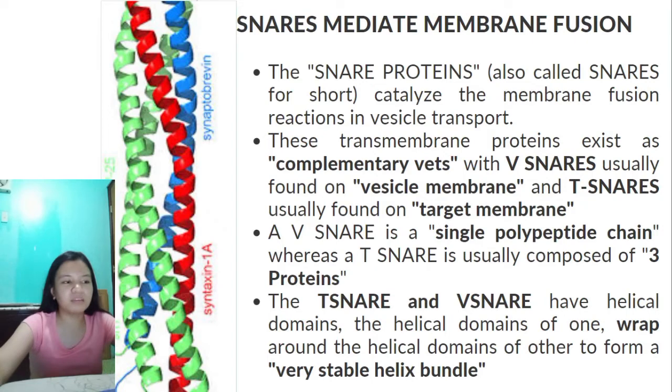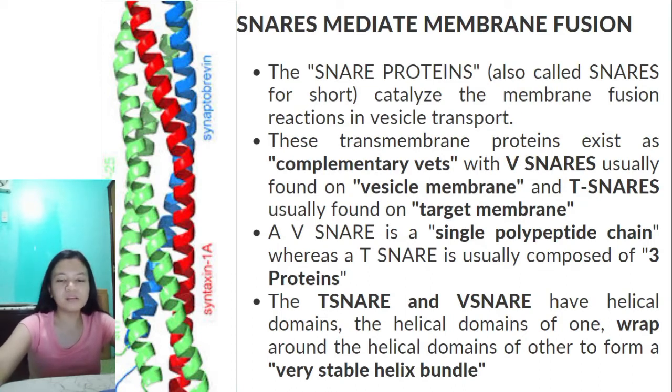So, nangyayari yung membrane fusion kapag yung transport vesicle ay na-tethered sa target membrane niya, then nag-unload na siya ng kanyang cargo. So these transmembrane proteins exist as complementary sets. Ang v-SNAREs ay makikita sa vesicle membrane, and then ang t-SNAREs ay makikita naman sa target membrane. Ang v-SNARE ay single polypeptide chain, whereas ang t-SNARE naman ay nagko-compose ng tatlong proteins. Okay, so ang t-SNARE saka v-SNARE ay meron parehas ng mga helical domains.